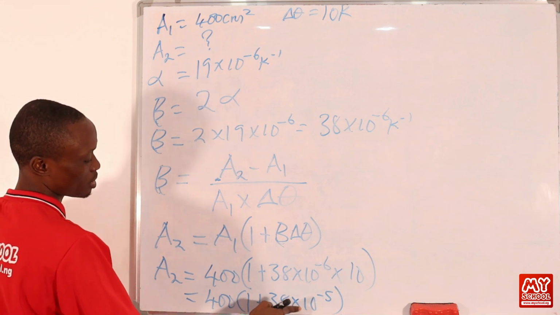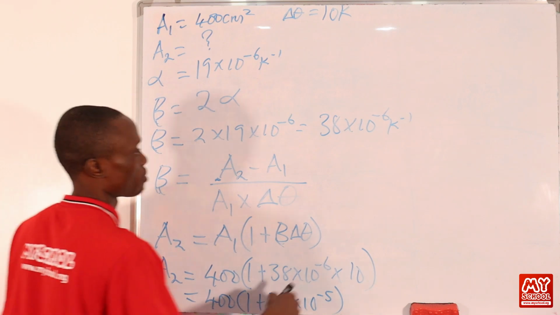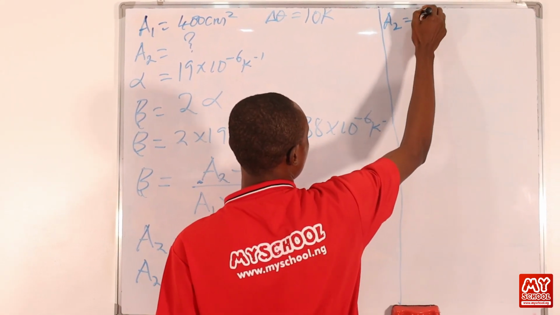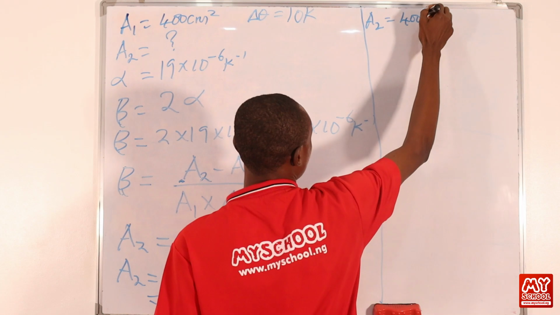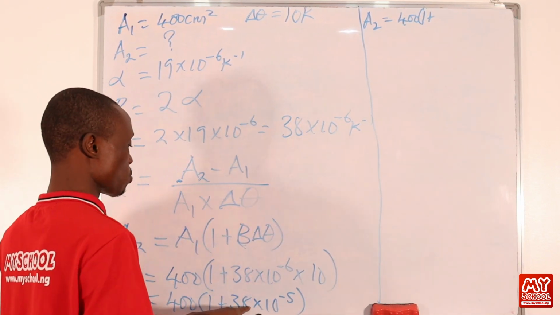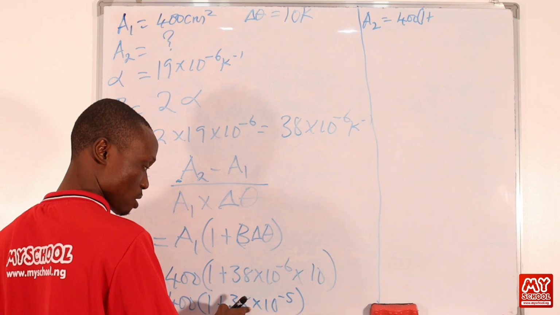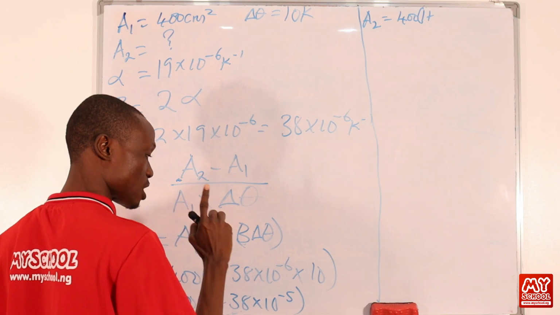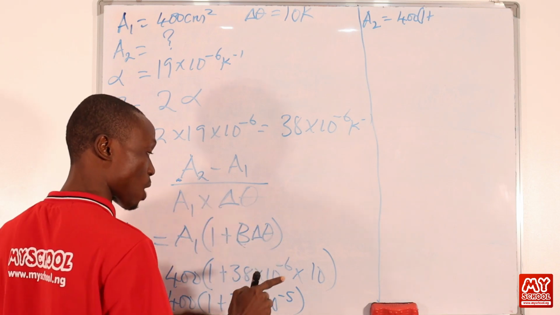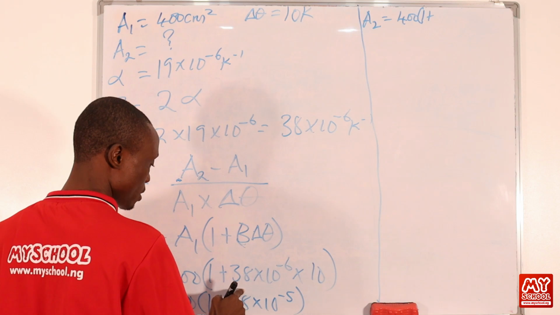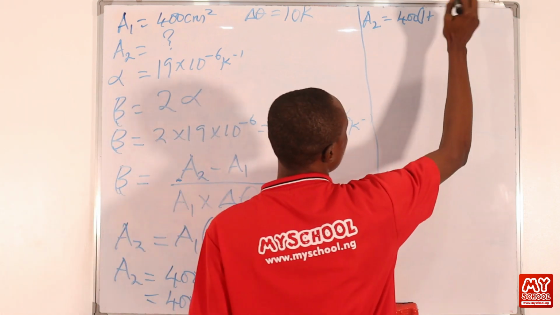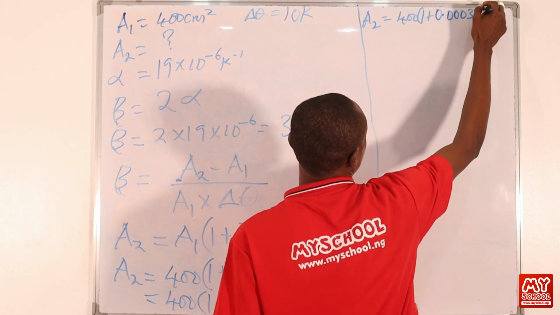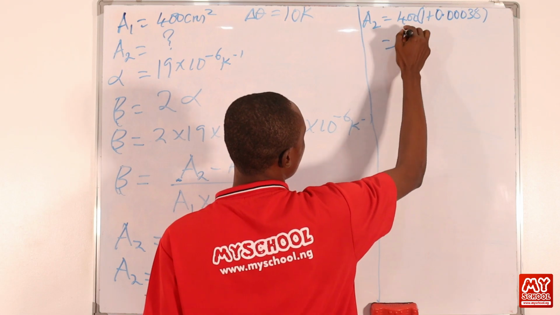So we can break this down. Let's change this to an ordinary number, right? So let's solve it here. We'll be having A2 equal to 400 still outside, bracket open 1 plus. There's an invisible decimal point here because this is a whole number, and in that case we are going to move that decimal point 5 times to our left, okay? So 1, 2, right? At the end of the day our answer becomes 0.00038.